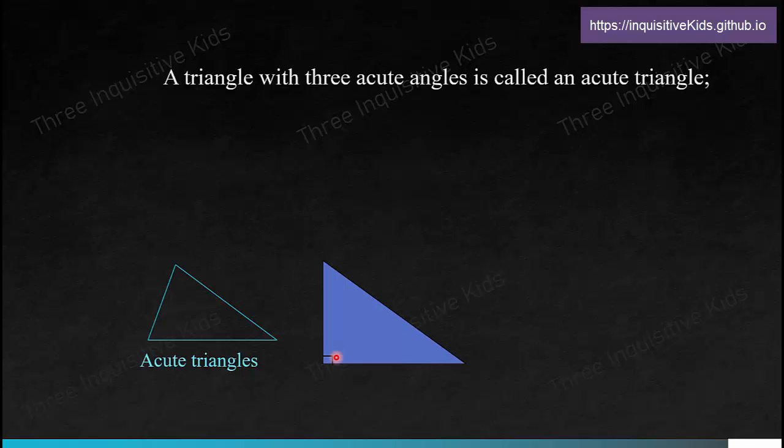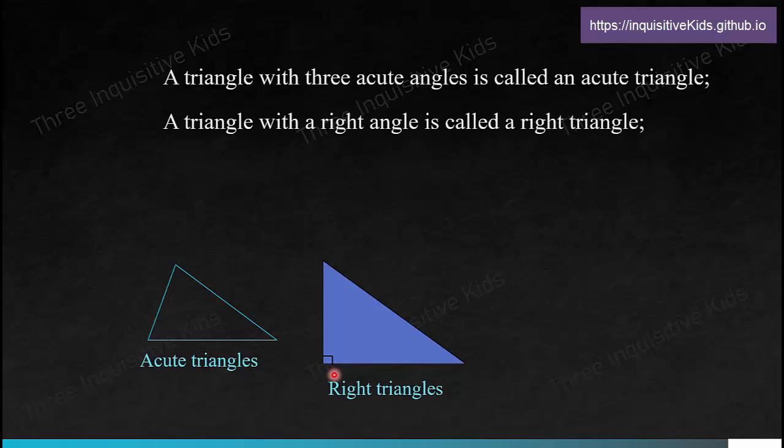When you see this little sign right here, it means it is a right angle. This is a right triangle, a triangle with one right angle. I should make this clear: 3 acute angles is an acute triangle, and one right angle is called a right triangle. So this is what we call the leg of a right triangle. Then the diagonal here is called the hypotenuse because this is the longest side.